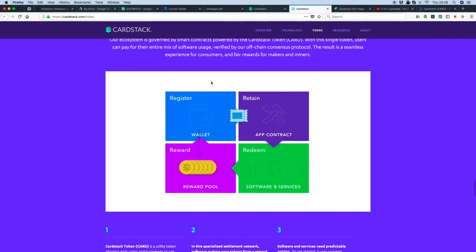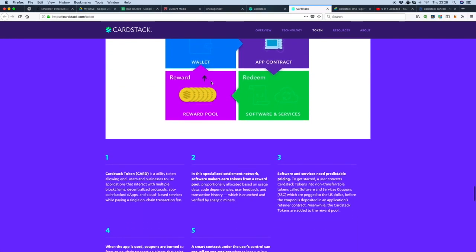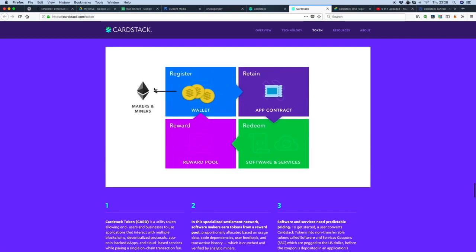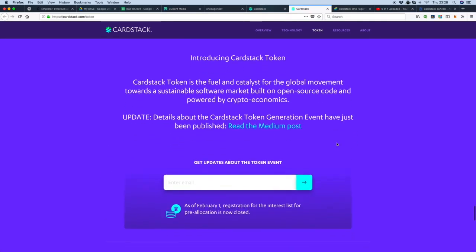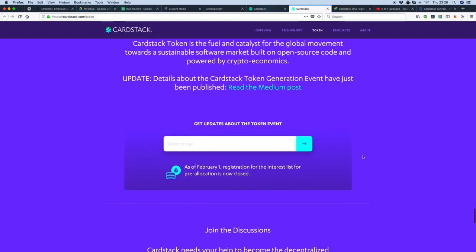There's this. See, even this, it's just explaining how the tokens work. Yeah, there you go. End user buys. It's broken down where it's going. So yeah, I'll get an email.